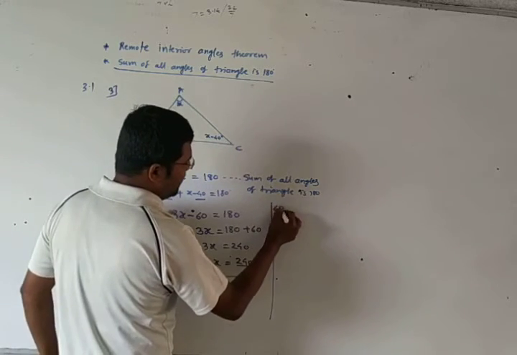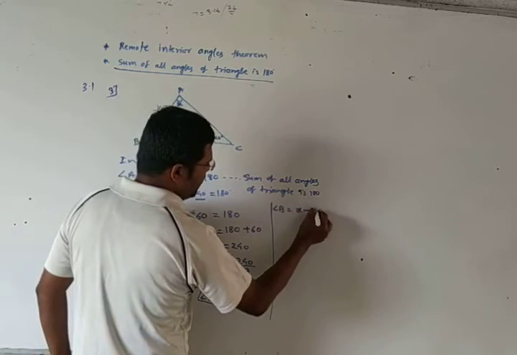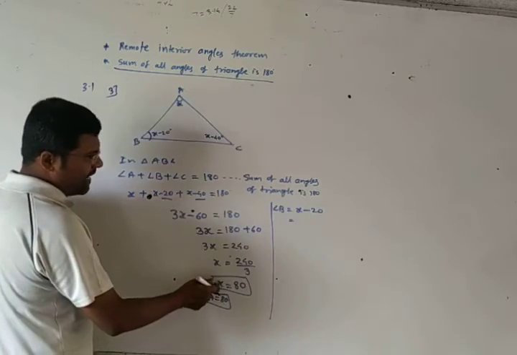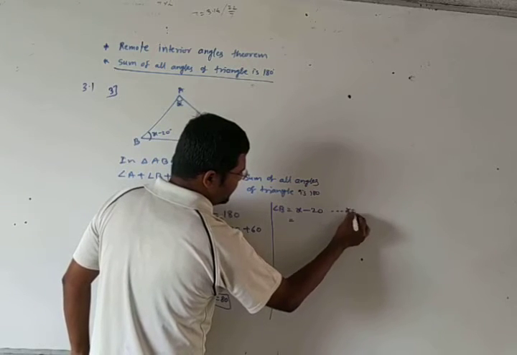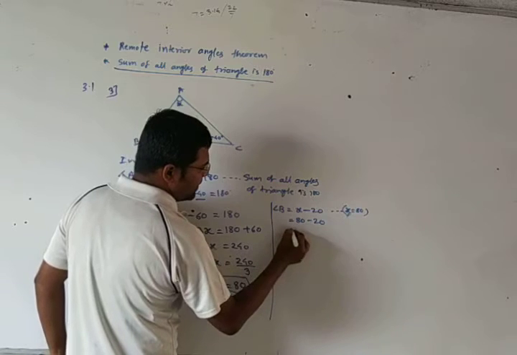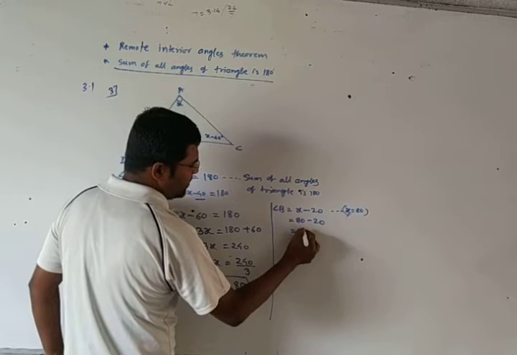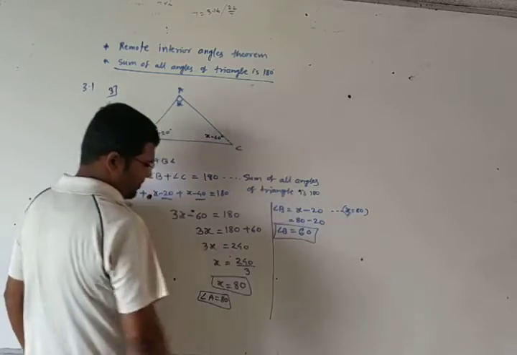And the measure of angle B is x minus 20 is equal to, put the value x. x is equal to 80. Therefore 80 minus 20 is 60. So angle B is equal to 60.